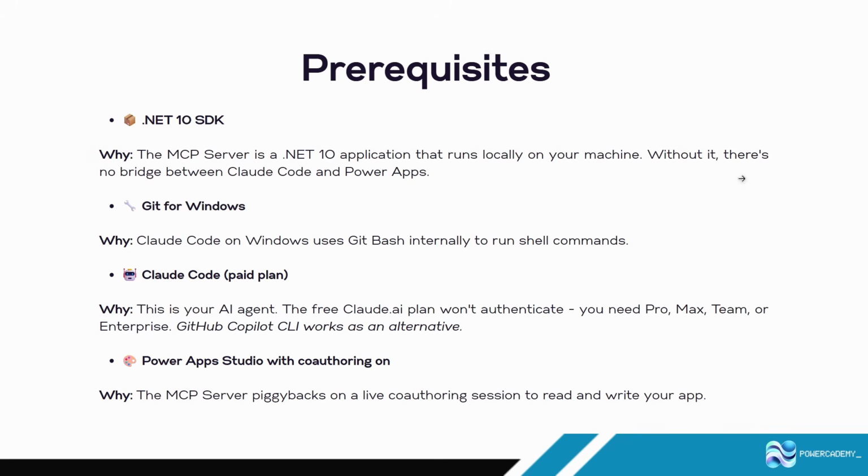Okay, so prerequisites before we get started. We need 4 main things before we get started here. We need the .NET 10 SDK, and this is so you can run the MCP server locally on your machine. Without this, there's no bridge between your coding agent and Power Apps.